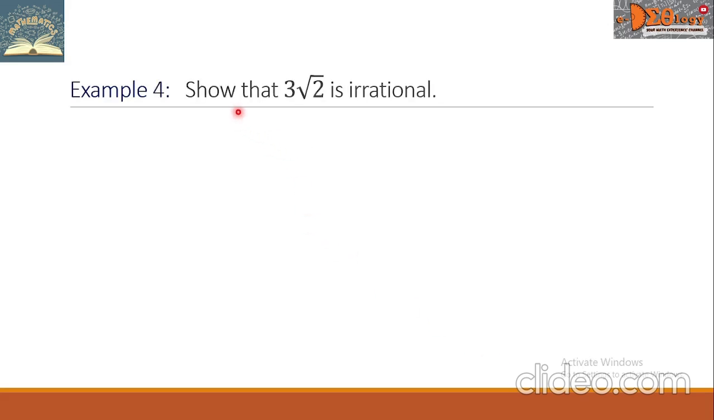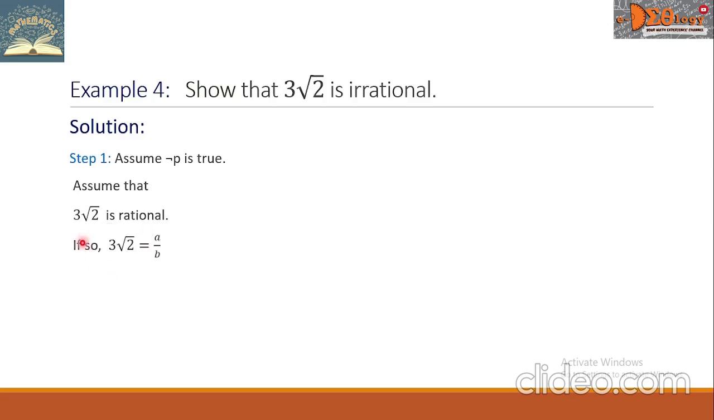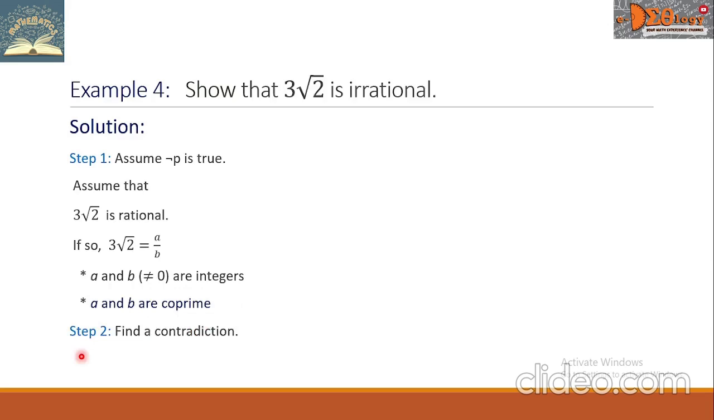Example 4. Show that 3 square root of 2 is irrational. Step 1. We assume that not P is true. Therefore, we assume that 3 square root of 2 is rational. If so, this 3 square root of 2 may be expressed as a over b, where a and b, with b not equal to 0, are integers, and a and b are coprime. Then step 2. Let's find a contradiction.